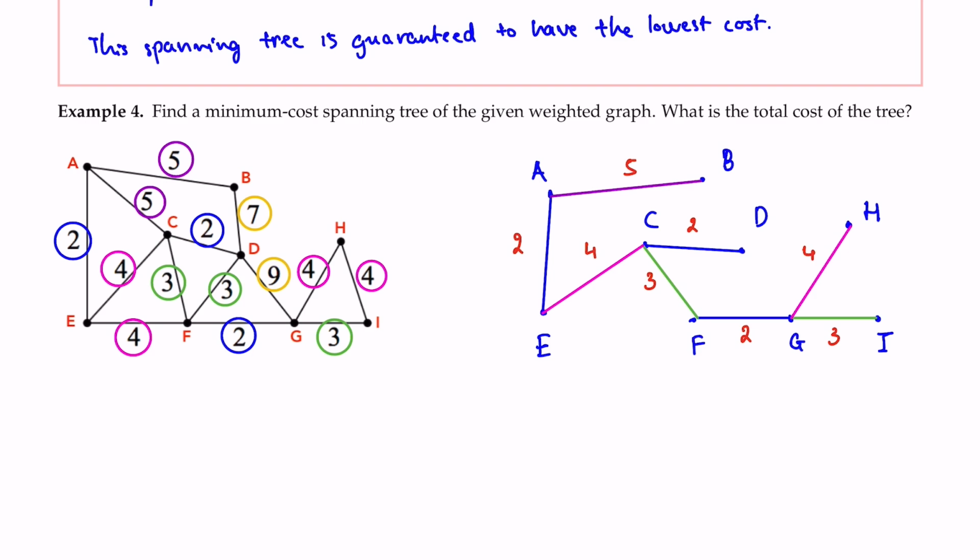Now at this point, I want to do the calculation of the total cost of this spanning tree. So the total cost is going to be equal to 2 plus 5 plus 4 plus 3 plus 2 plus 2 plus 4 plus 3, and it's going to be equal to 25. So I just basically add all the weights together.